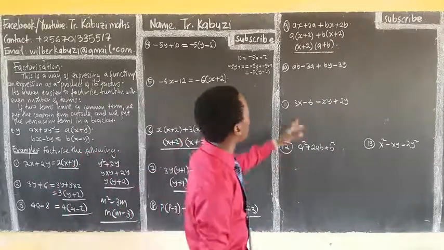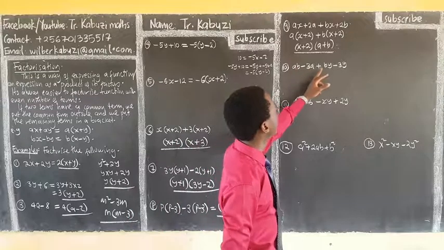Okay, when we come to this, what is common? Are they even? 1, 2, 3, 4. So they are even.